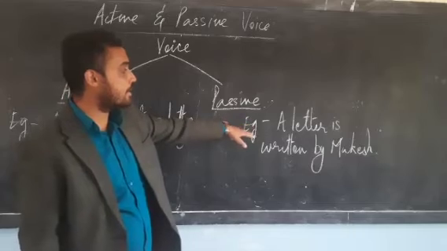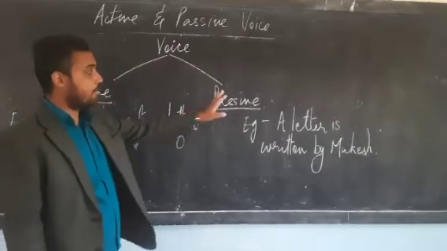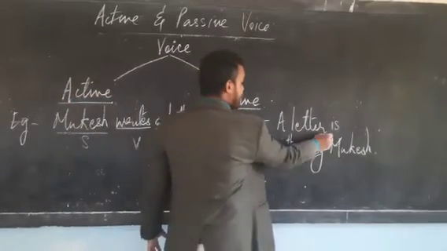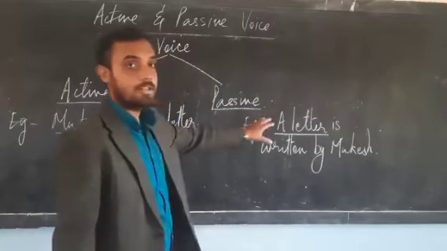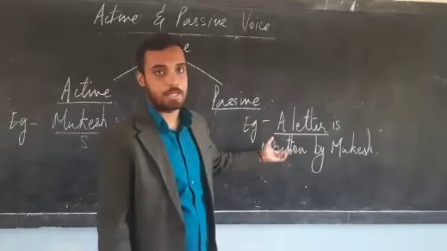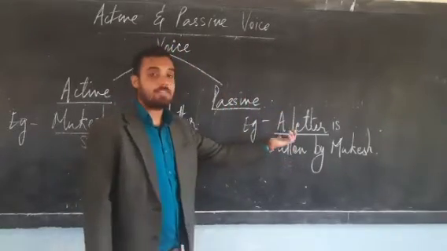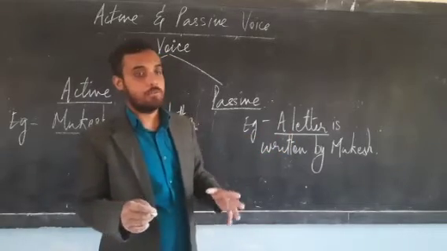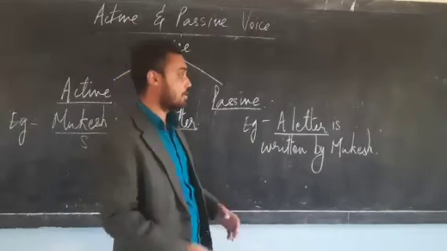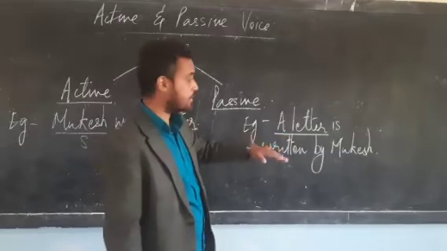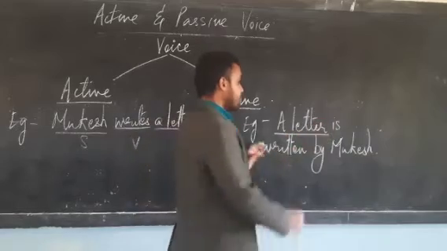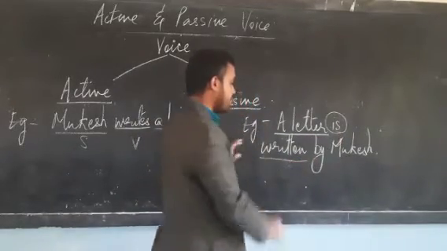Now looking at the same sentence, when we change it into passive form, what happens? The object comes at the beginning of the sentence. A letter, here in active you see it's at the last, but in passive it comes at the beginning of the sentence. Now in passive voice we have to focus on the object and bring it in front at the beginning of the sentence. Now when focusing on the object, you can see the changes that are made with the verb. A letter is written.